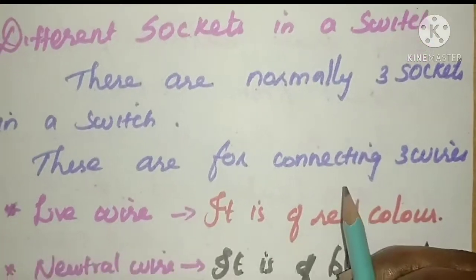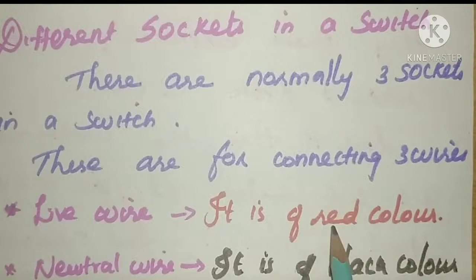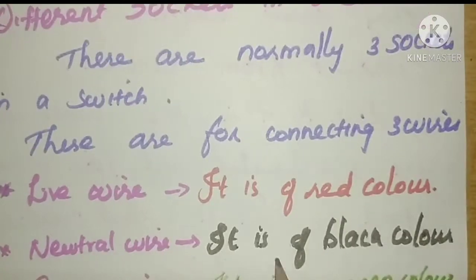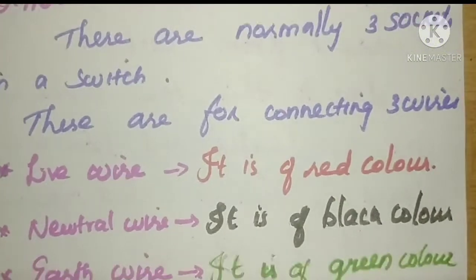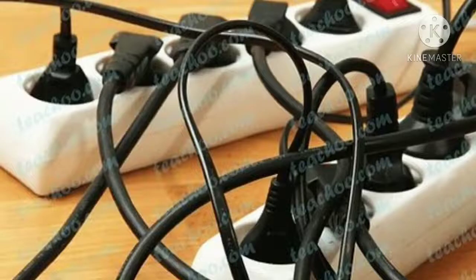One is the live wire, which has red color insulation, the neutral wire has black color insulation, and the earth wire has green color insulation. Next we are going to learn about overloading.